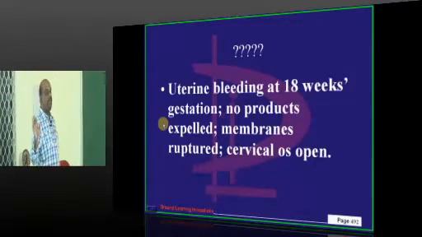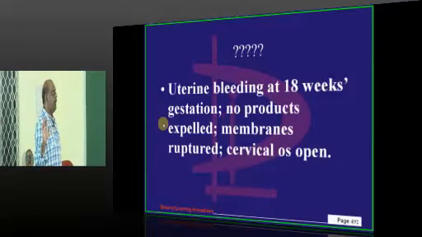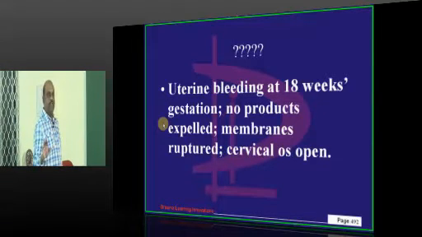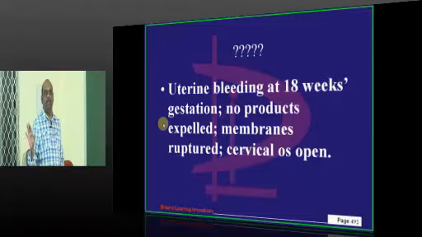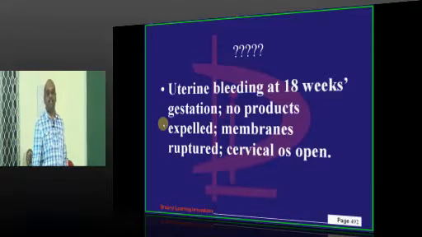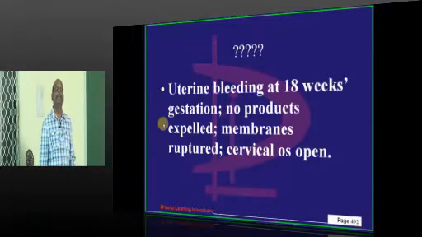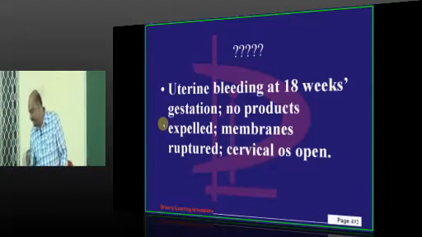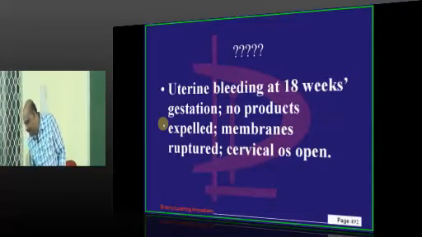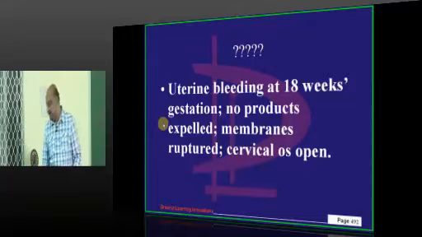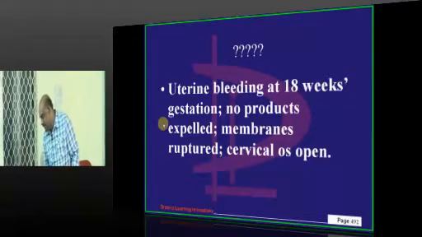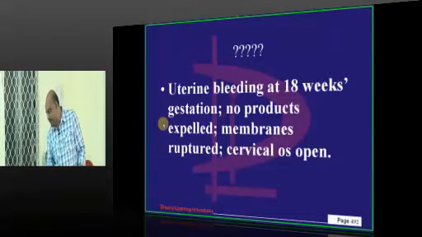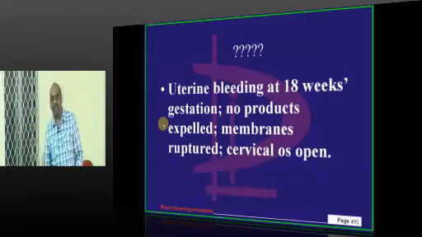Uterine bleeding at 18 weeks gestation, no products expelled, membranes ruptured, cervical os open. What type of abortion do you call it as? Inevitable is an answer. Complete is an answer from Kiran. Incomplete is an answer from RMC. Missed is an answer from Tirupati.